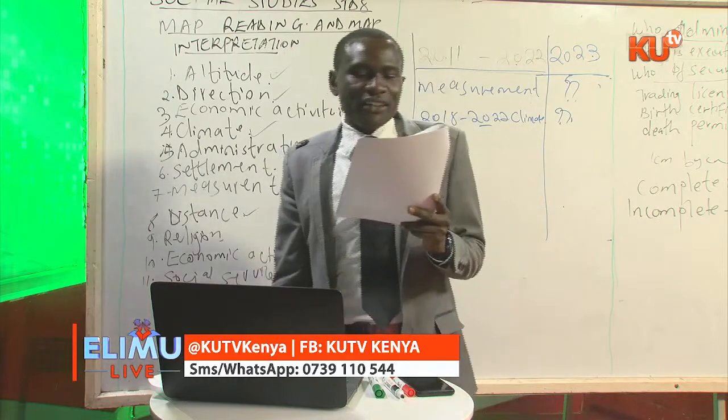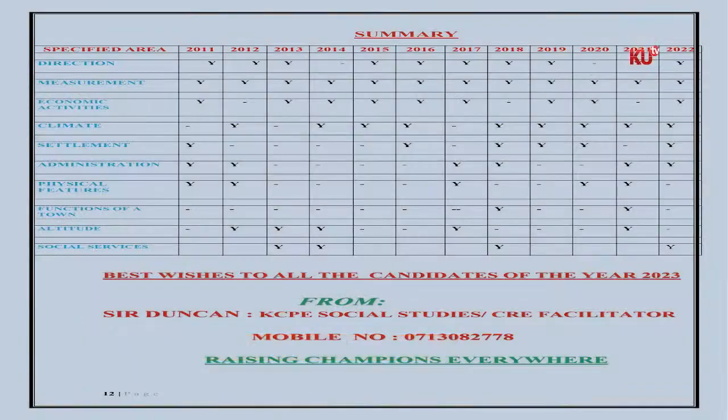Look at administration. Administration is also an area that is very, very amazing. 2011, it came. 2012, it came. That means 2 consecutive years, that question has been coming. Then from there, 2013, 14, 15, to 2016, a question on administration has not been coming. Then it came again for 2 consecutive years. Then for 2 consecutive years, it missed. Then for 2 consecutive years, it came.